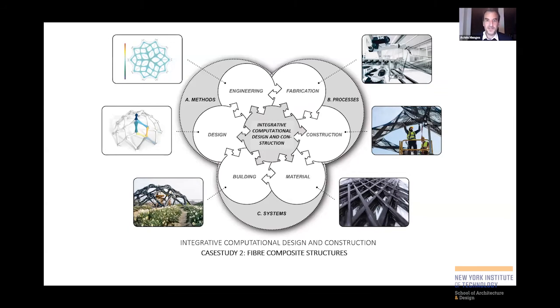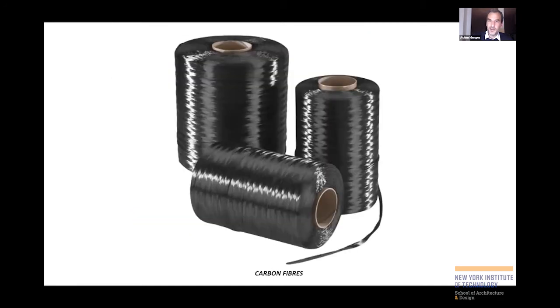Let me come to the second case study, which is possibly a bit more exotic for those of you who come from architecture and construction, because we're now dealing with a material that sits at the other end of the spectrum and is very rarely used in architecture. These are carbon fibers, a high performance material that challenges our conceptions of what construction is, because 1 kilometer of carbon fiber weighs less than 1 kilogram.